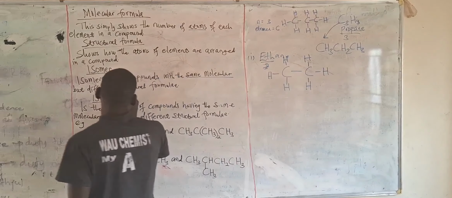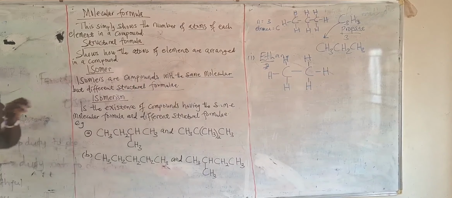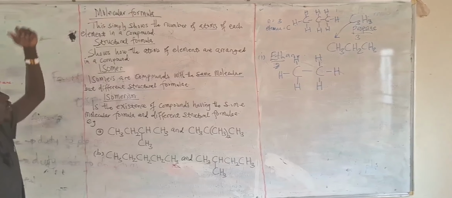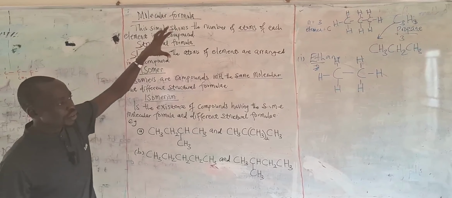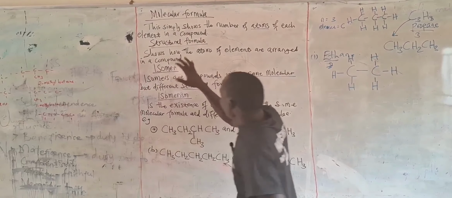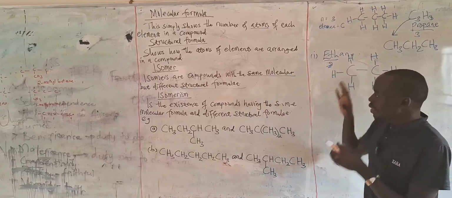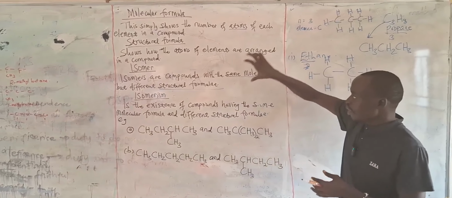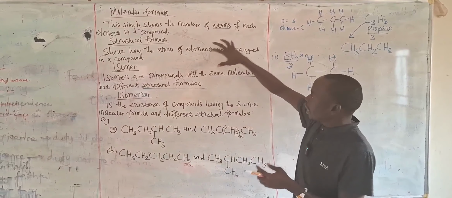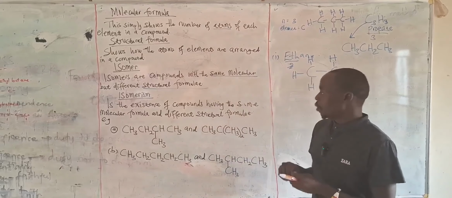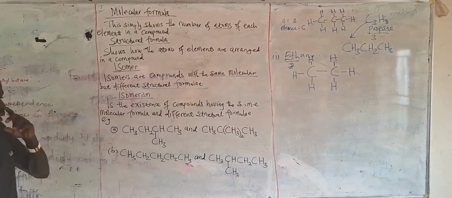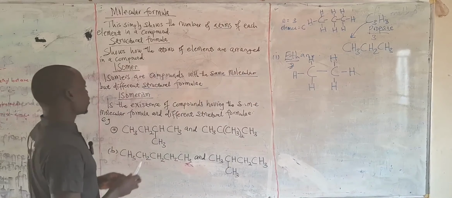But different structural formula. That's why we first give the definition of molecular formula, then from there give the definition of structural formula. Because if we come to isomers, you see that these are compounds with the same molecular formula. That means with the same number of atoms of each element in that very compound, but when we come to the structural formula, it's different. And we have the examples down. We shall see how different they are.